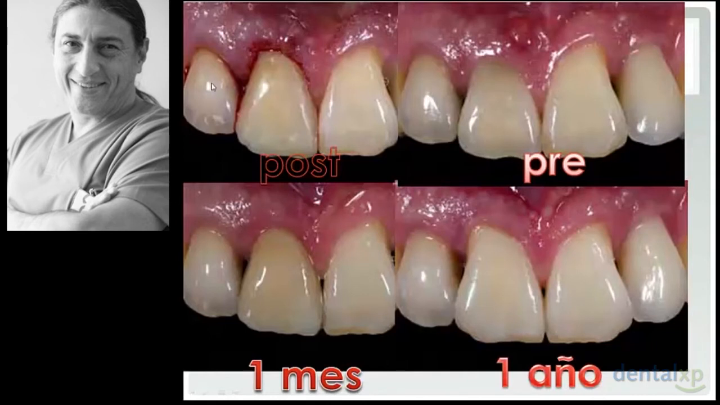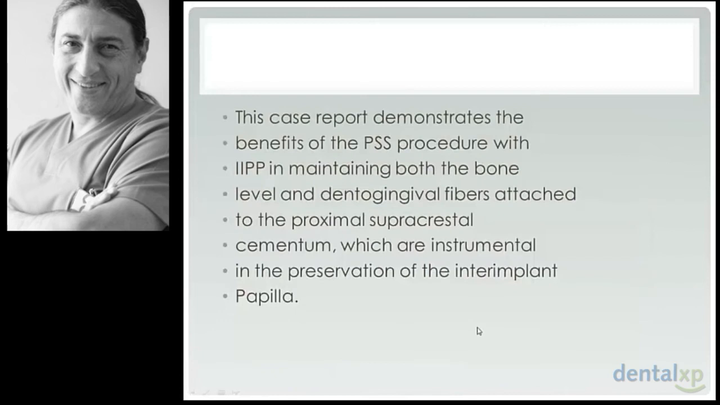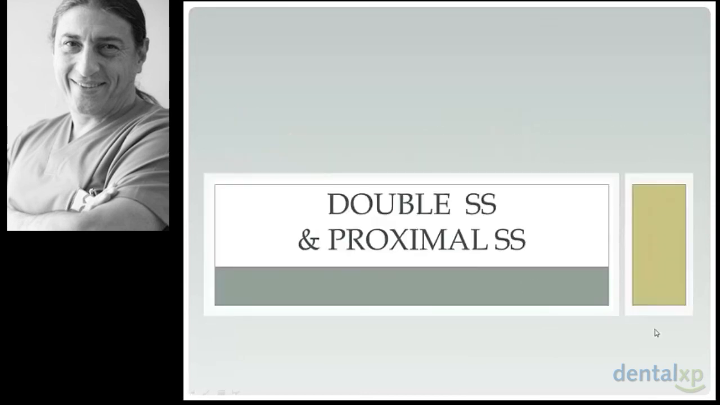the inter-implant papilla. And this is the result. The papilla is well maintained after 1 year. You can see before and after. So the proximal socket shield has the same quality as the buccal socket shield.